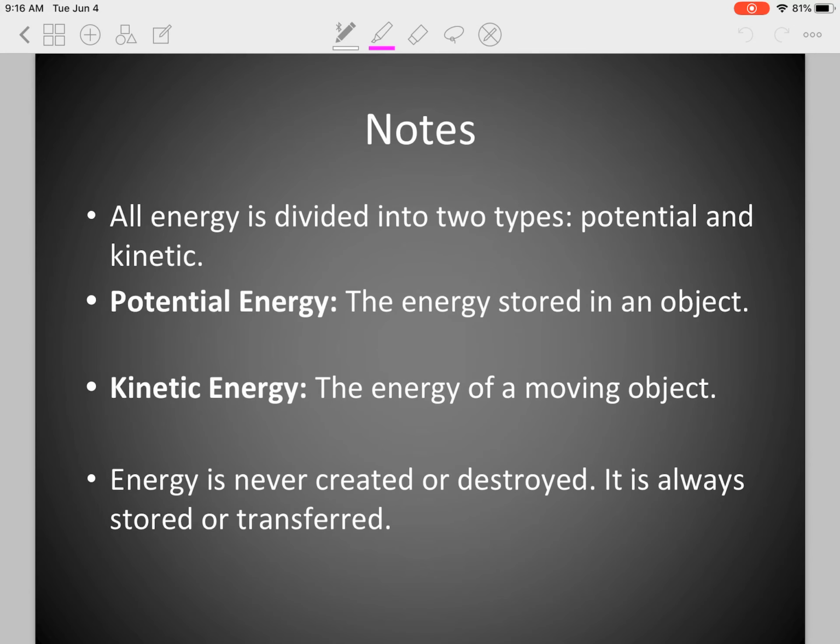So just to recap, two types: potential, which is stored, and kinetic, which is movement. And remember, energy cannot be created or destroyed. It is always stored or transferred.